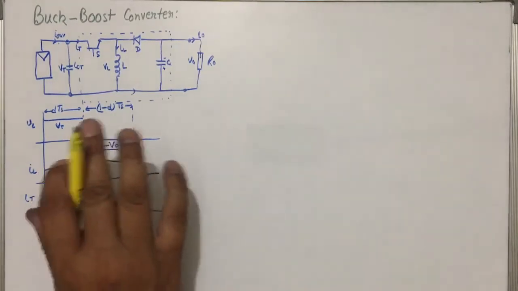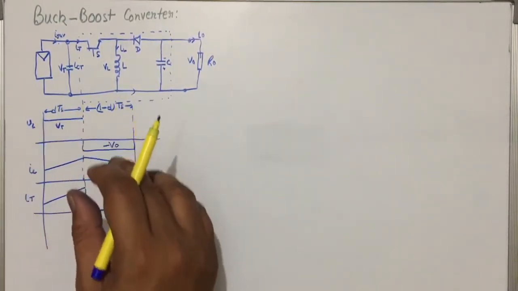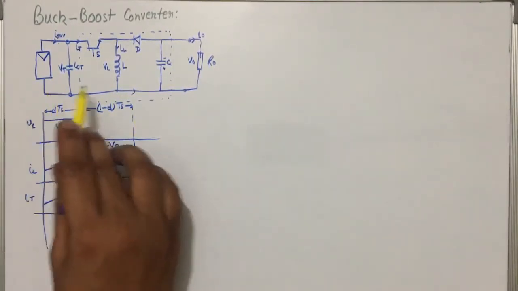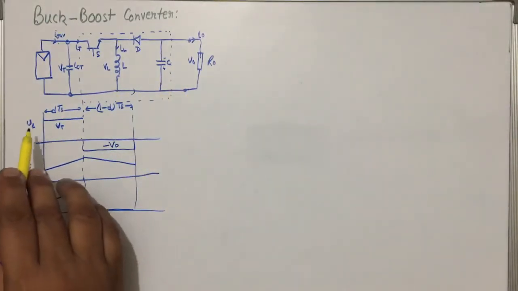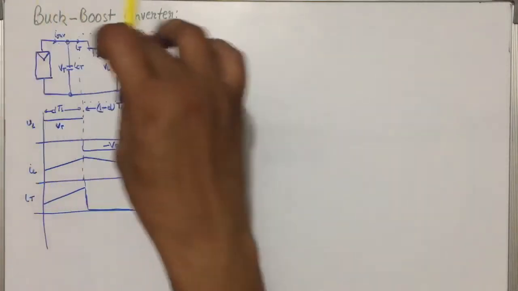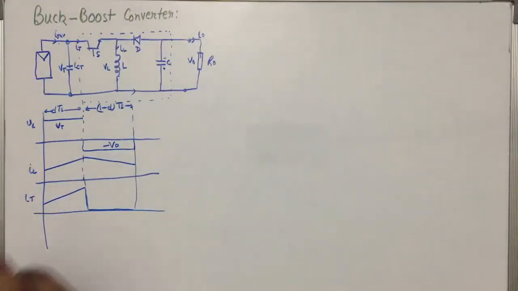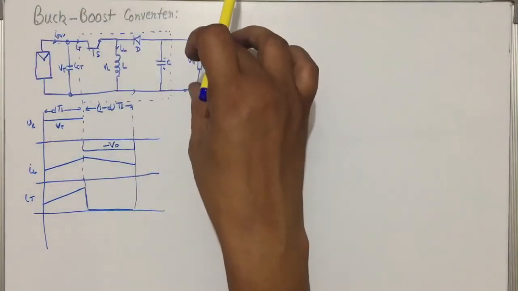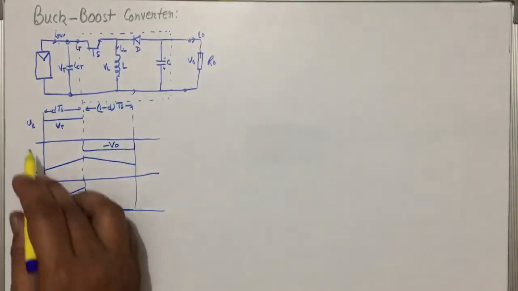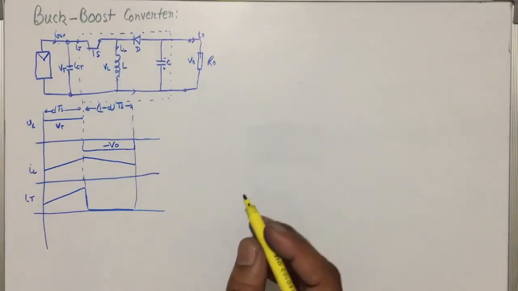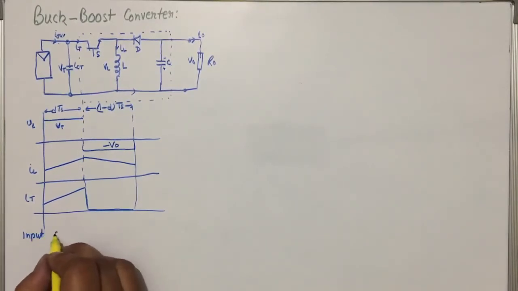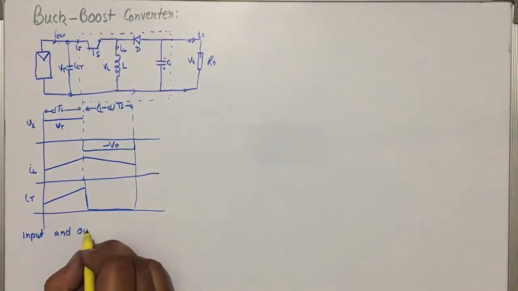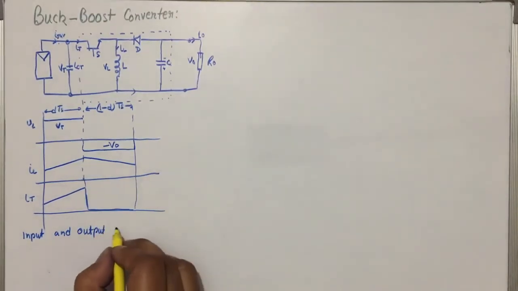We are not going to have detailed ICT and everything. Leave it for a while. Just try to find the relationship between input terminal voltage and output voltage, and input terminal current and this current. So for the input side, we can have input and output voltage relationship.